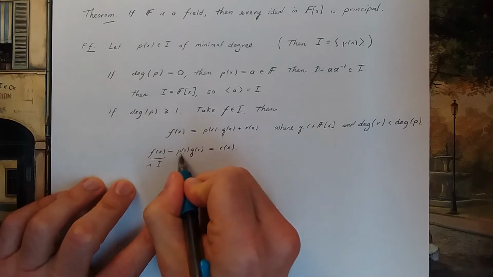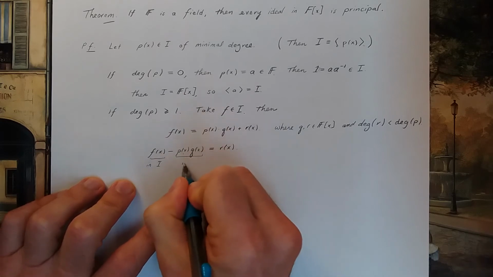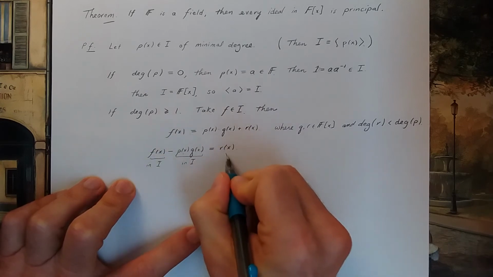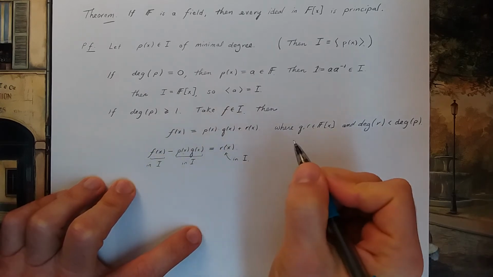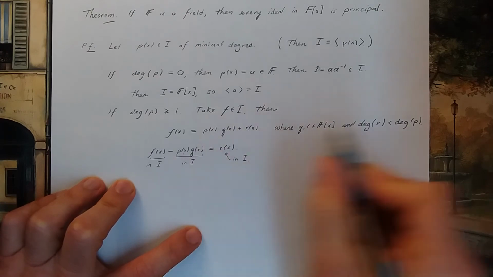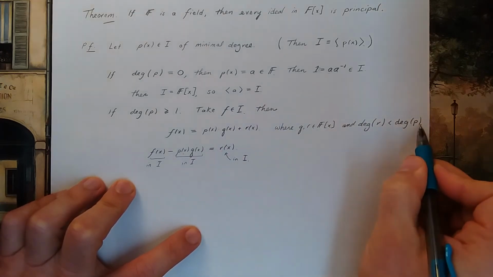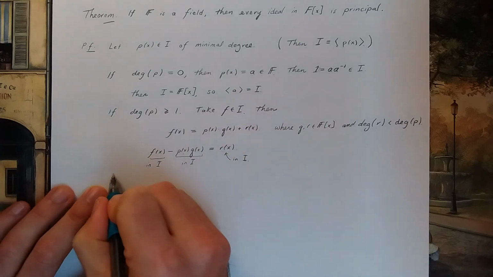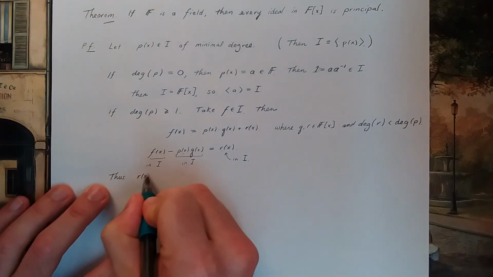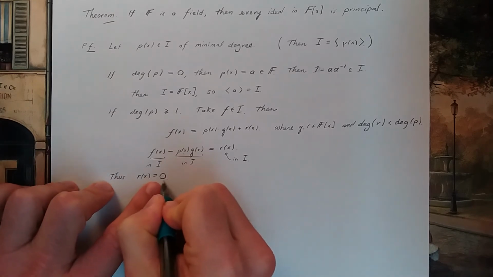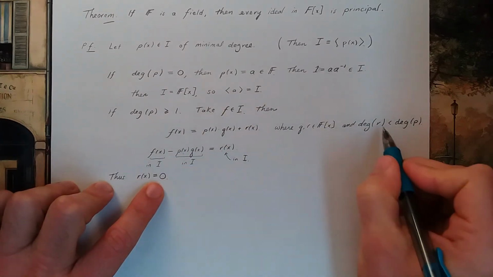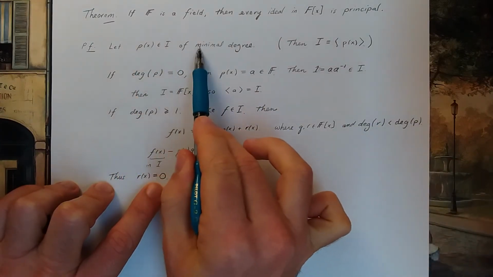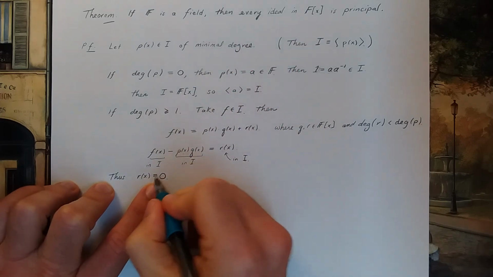p is in the ideal I. Therefore, this whole term, again, is in my ideal I. So this whole left side is in my ideal. Therefore, r(x) is also in my ideal I. Now, r(x) has a degree that's strictly less than that of p, and it's in my ideal. So the only conclusion is r(x) is actually the 0 polynomial. If it was an actual non-zero polynomial, then its degree would be less than that of p, but we specifically took p to be minimum degree. So no option for that.